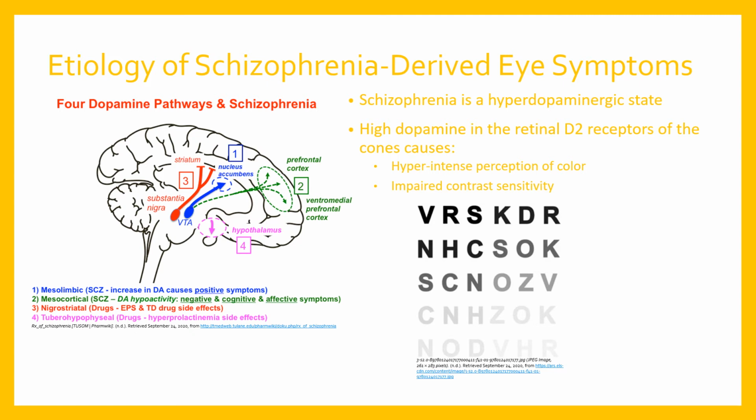high dopamine in the brain means high dopamine in the retina, because they're very close and linked with the optic nerve. High dopamine in the retinal D2 receptors, especially in the cones, causes hyper-intense perception of color. This in turn means that the patient will experience difficulty sensing contrast. So contrast, if you look at the picture right below that bullet point, you'll see a white background with black letters, right? And contrast is simply our ability to distinguish that difference in the shading.